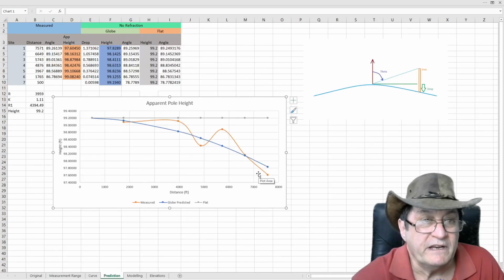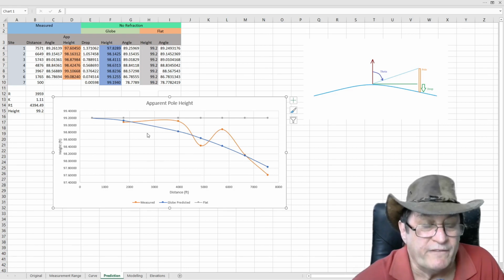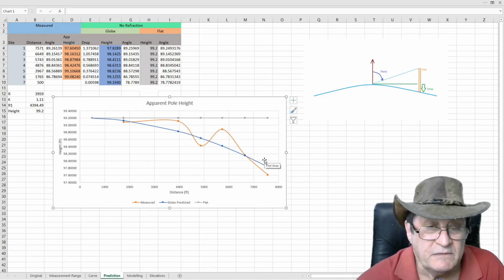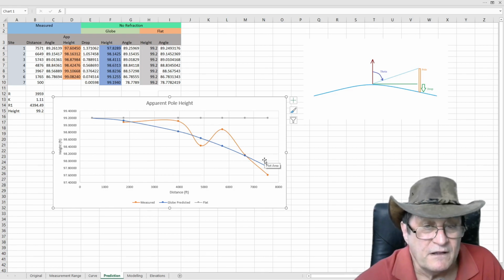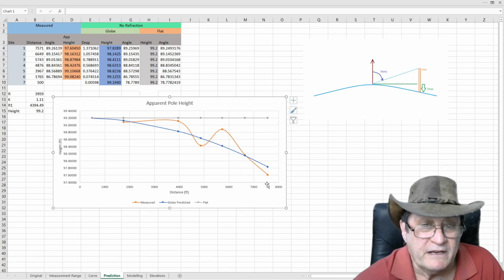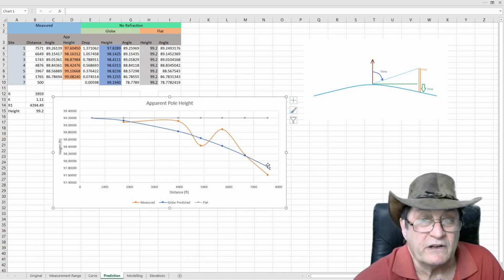Now then, I've plotted in the globe prediction, and this is no refraction, and the flat earth prediction, you see, would be a flat line, no refraction. Now already you can see that the globe prediction seems to be fitting this curve a lot better than the flat. The apparent pole height gets less as you get further away, and this is as would be predicted on a globe.